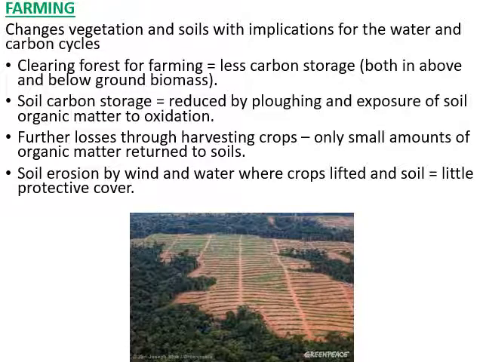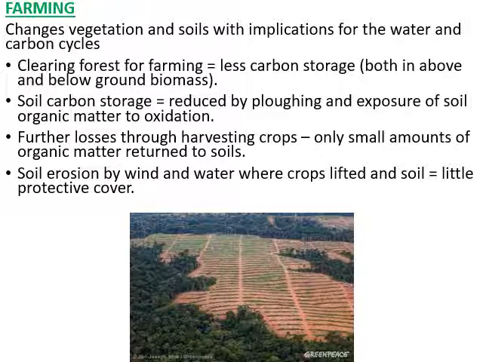Farming also impacts the water cycle. When we change the vegetation and the soil, so if we have an area of forest and we deforest it and turn it into farmland, we are massively reducing the amount of carbon that is stored both above and below the ground in terms of biomass. But also when you plough a field, you churn up the soil, you expose that soil to the atmosphere, and oxidation can occur, which will also reduce the carbon storage of the soil.